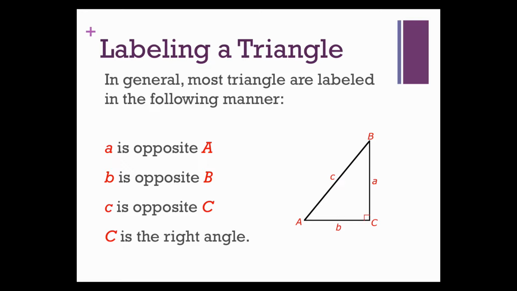By system, I mean the vertices are labeled with capital letters. The sides are labeled with lowercase letters. The lowercase letters are always opposite the vertex. So in other words, if angle A is over here, then side A is going to be opposite that angle. If vertex B is up here, then side B is going to be opposite B. And if vertex C is over here, then side C is going to be opposite that.